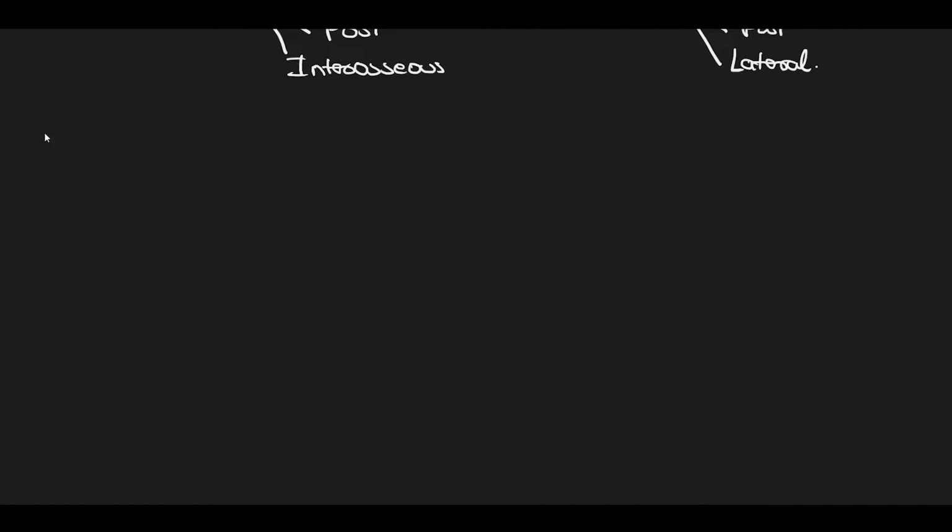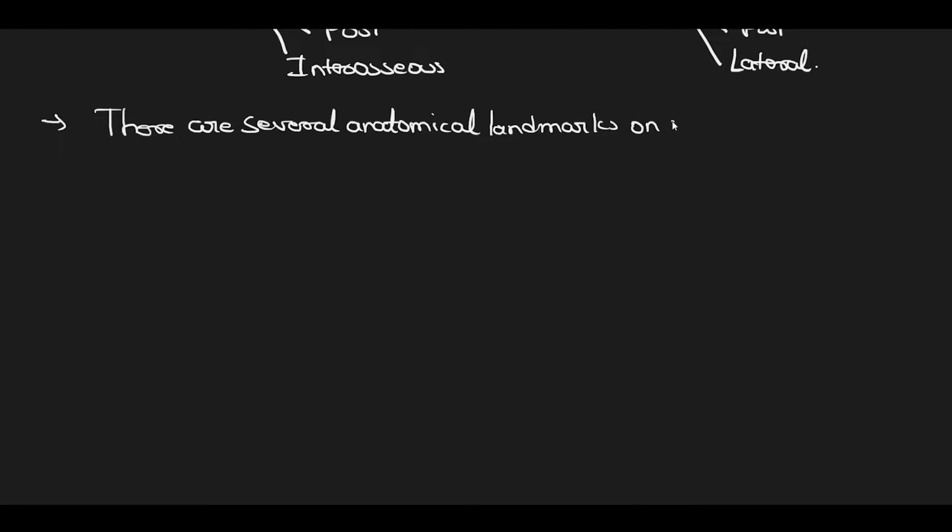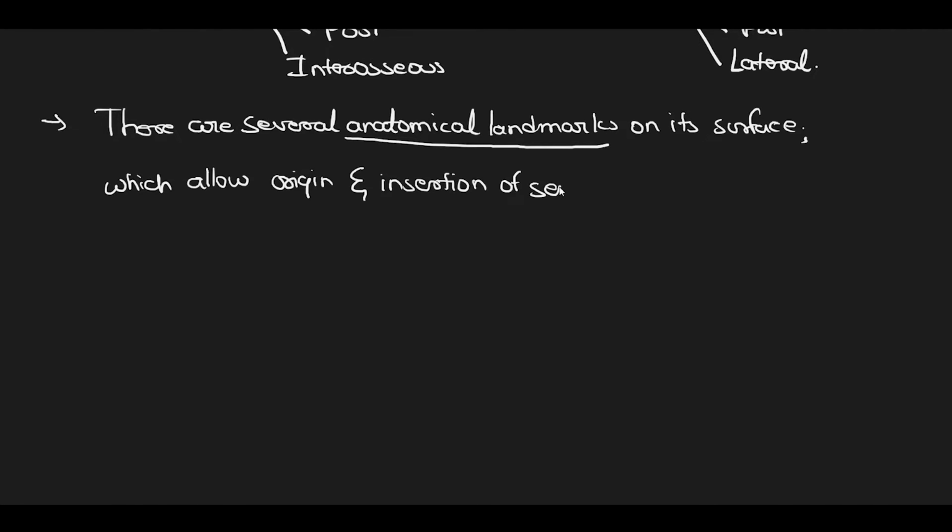So you can have a doubt here. Why is this shaft of the radius important, and why should we study this? Because on this shaft of the radius there are several anatomical landmarks on its surface, which allow for the origin and insertion of several tendons.